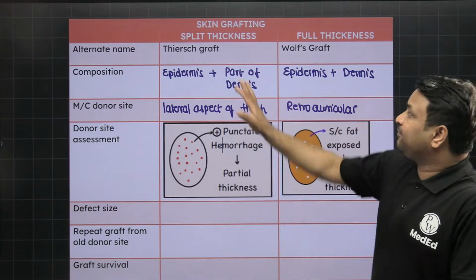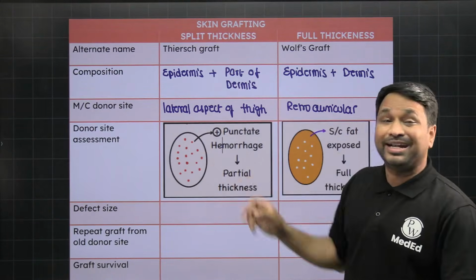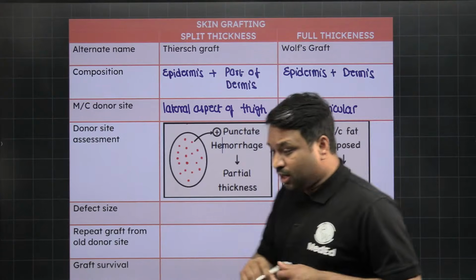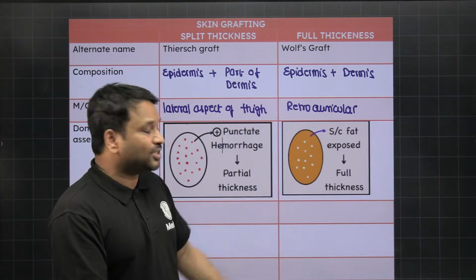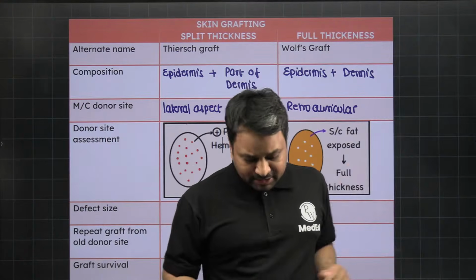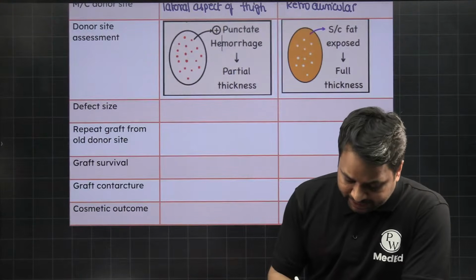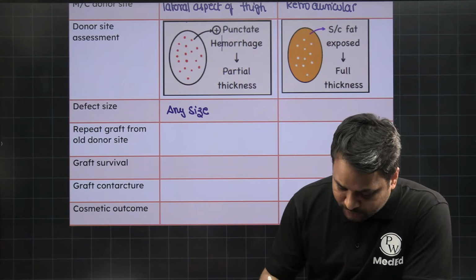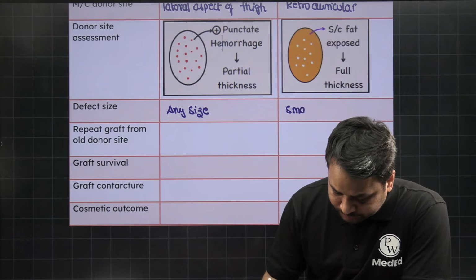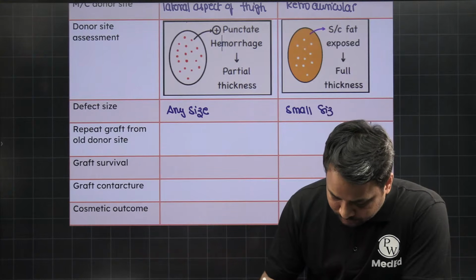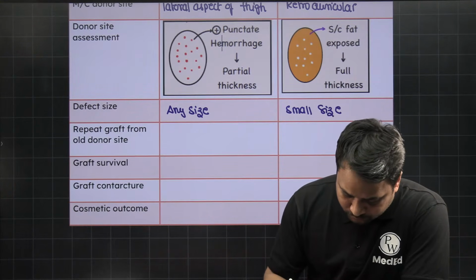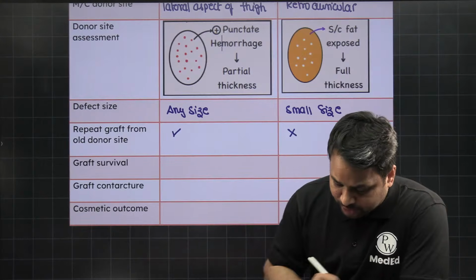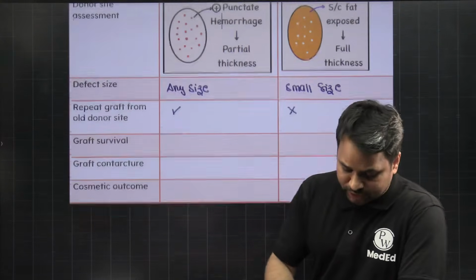How do you know you have taken a partial thickness Thiersch graft? You see the presence of punctate hemorrhage from the donor site. Whereas if the subcutaneous fat is exposed, it's a full thickness skin graft. Defect size in partial thickness could be any size. In full thickness, we usually take small grafts. Repeat from the same donor site can be performed in partial thickness because it regrows back. In full thickness it is a permanent defect, so you cannot do it.